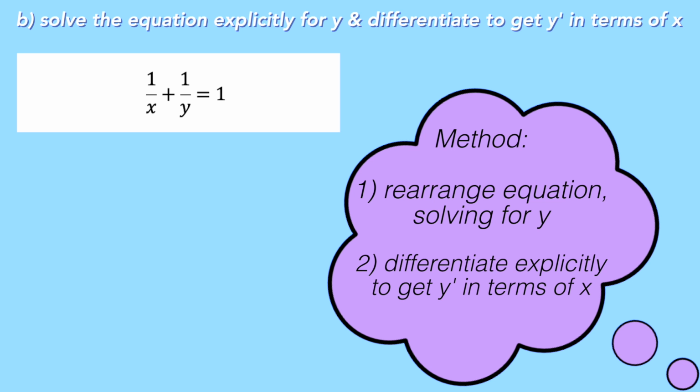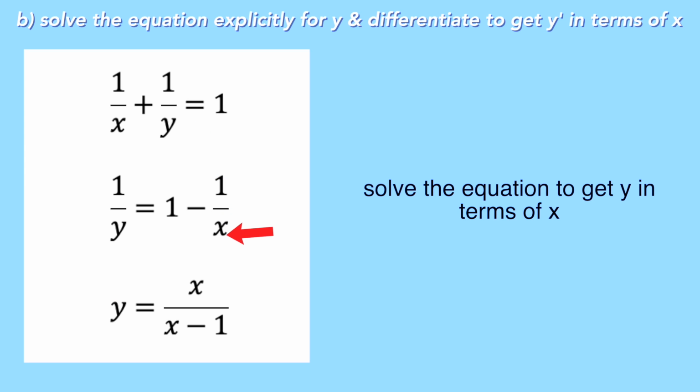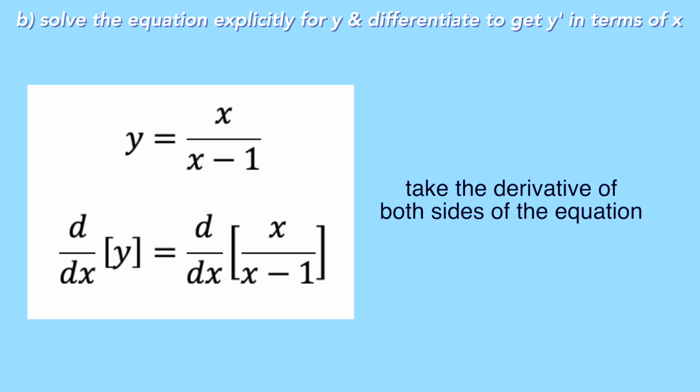In part B, we will now solve the equation explicitly and then differentiate to get y prime in terms of x. So our method would be to first rearrange the equation solving for y, and then differentiate explicitly to get y prime in terms of x. Rearranging the equation to solve for y, we get y is equal to x over x minus 1. Since we are taking the derivative, we apply the d by dx operator to both sides.